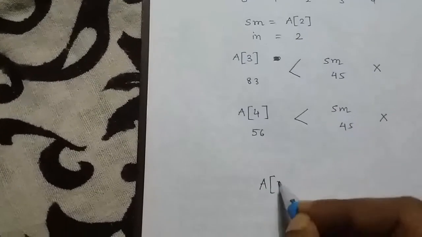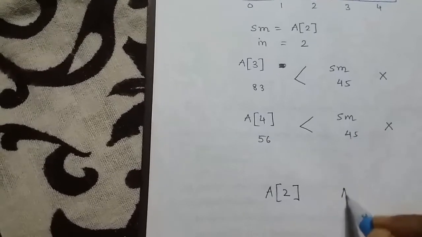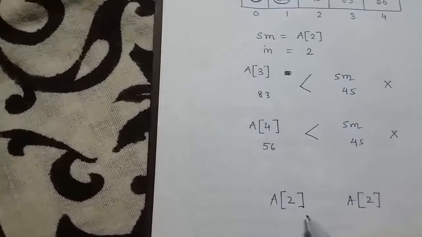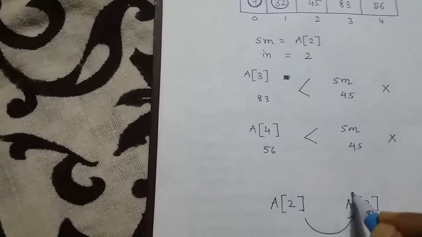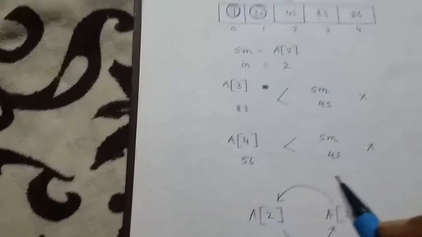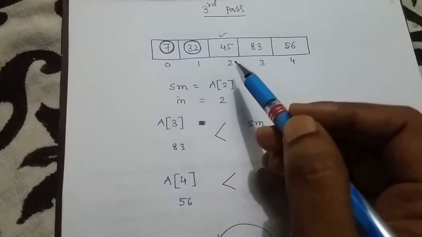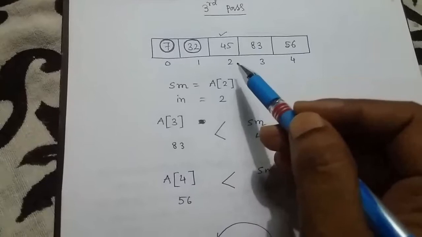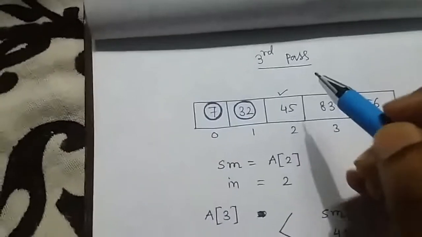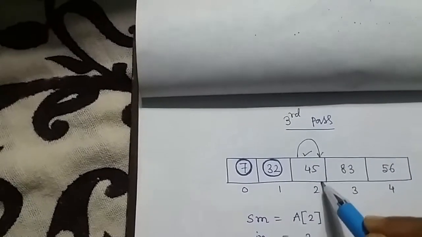So a of 2 will be swapped with a of 2 only. That means a of 2, or the third smallest element, is actually in the correct place. So let's do it in the diagram also. So 45 is swapped with 45 only.